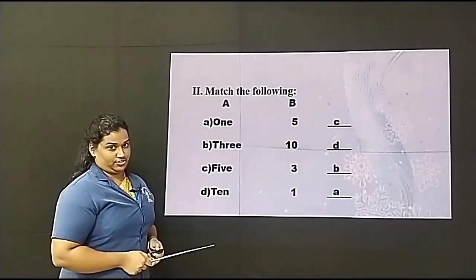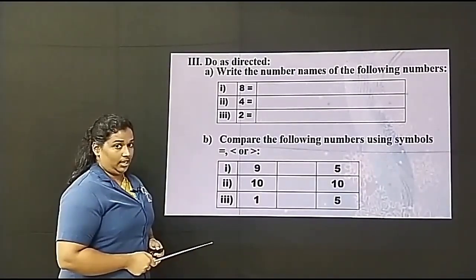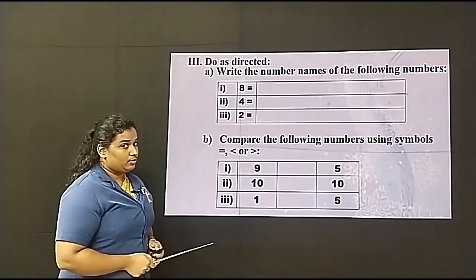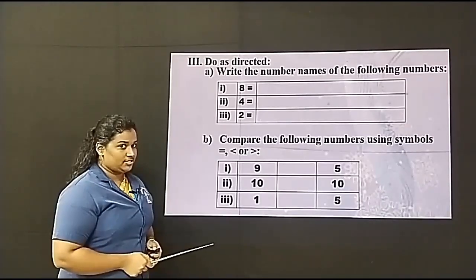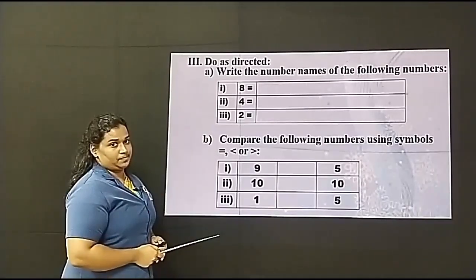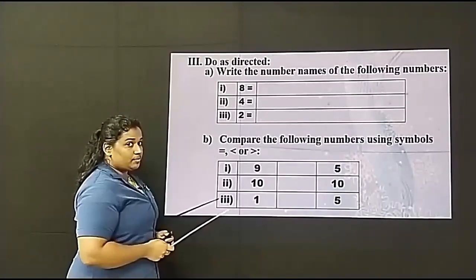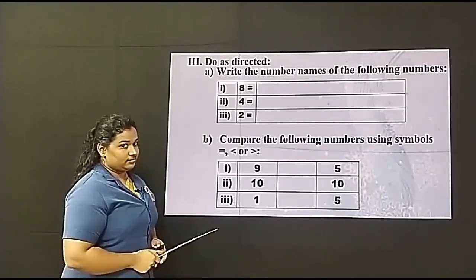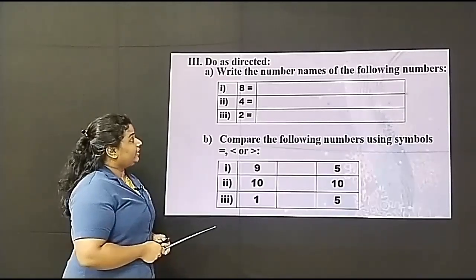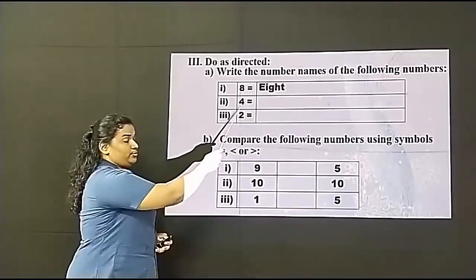Let's solve the next question. Do as directed. In that, question A, write the number names of the following numbers. You know the number names of the numbers, right? So let's write the number names of given numbers. The first question, number is 8. What is the number name of 8? Very good. The number name of 8 is EIGHT.